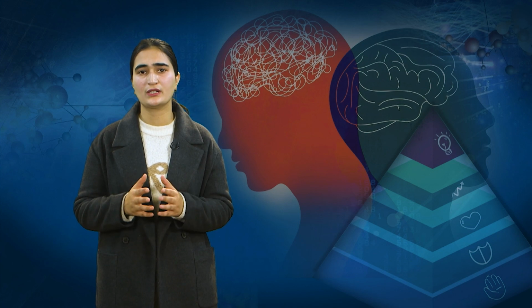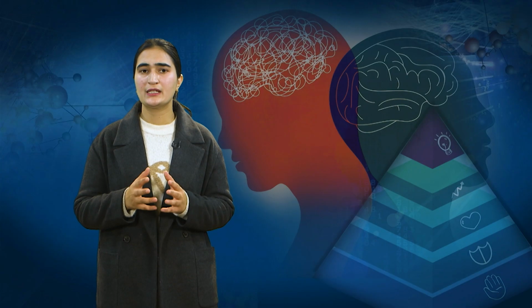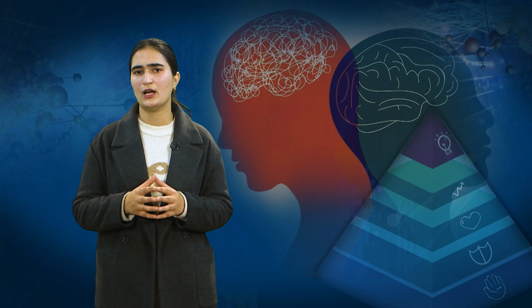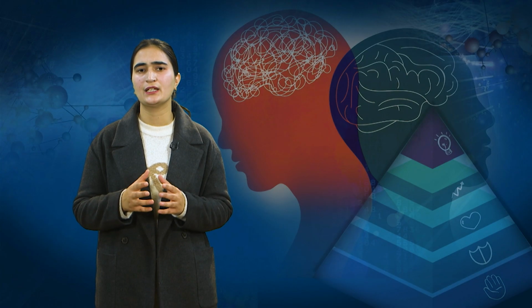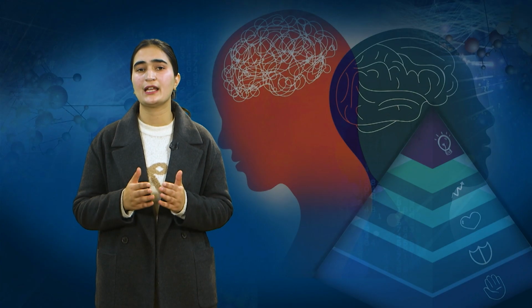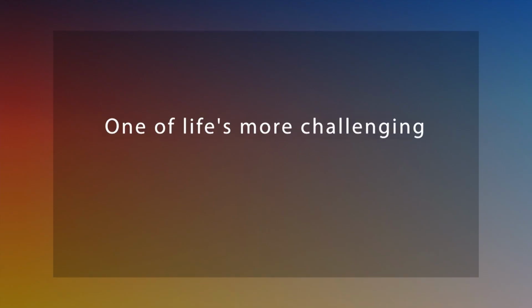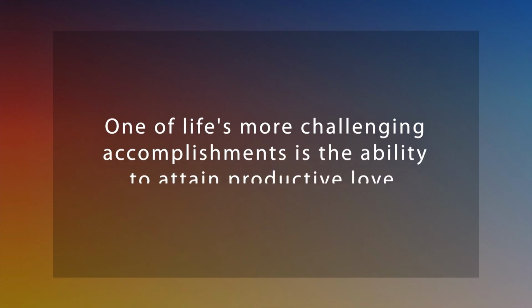It is a free and equal human relationship in which the partners are able to maintain their individuality and uniqueness. One is not engulfed or lost in the love of another. Instead of being shrunk in productive love, the self is extended and given the ability to fully blossom and flourish. Although one feels related, they still retain their freedom and a sense of self. One of life's more challenging accomplishments is the ability to attain productive love.